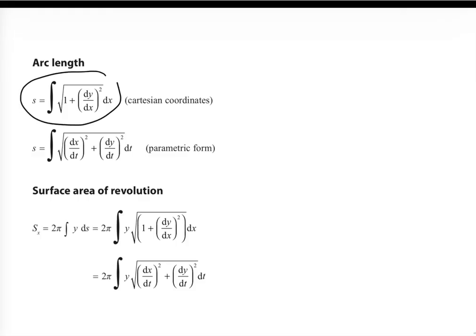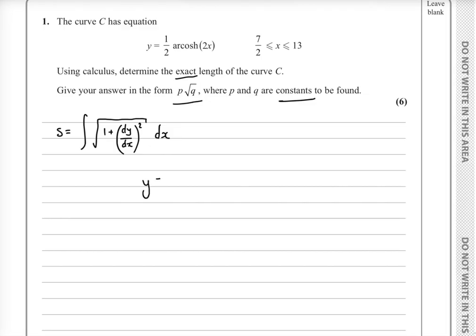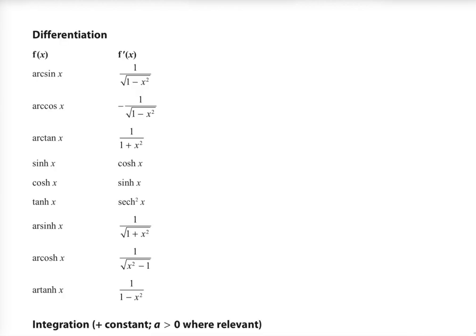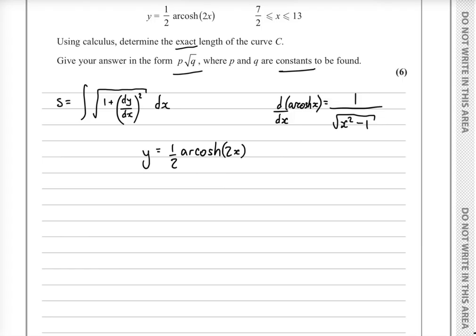Here it is. So we're going to need to differentiate our equation, half arcosh 2x. Back to the formula booklet, in the FP3 section for differentiation, here it is. So that's the derivative of arcosh x, but we've got a half arcosh 2x.